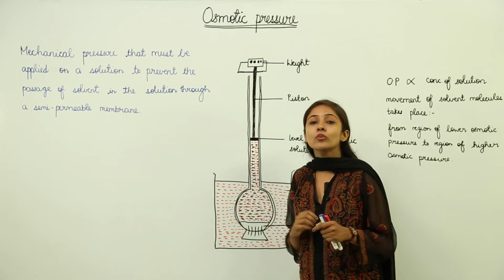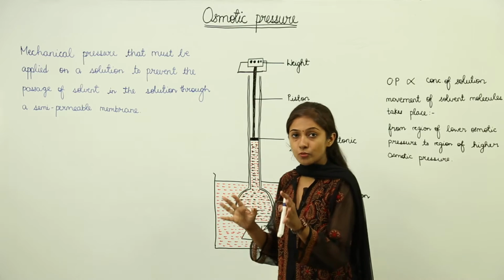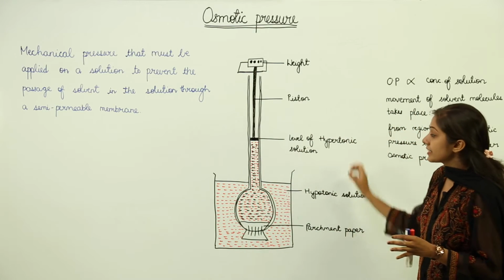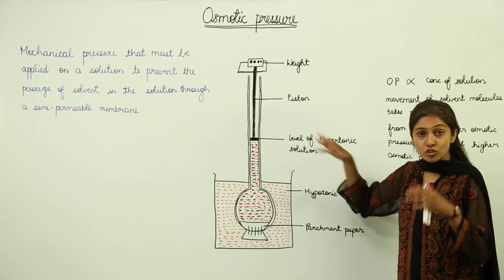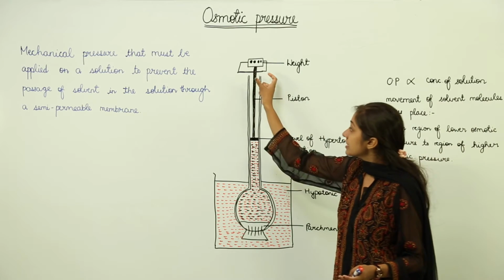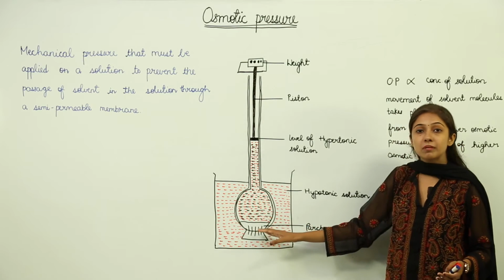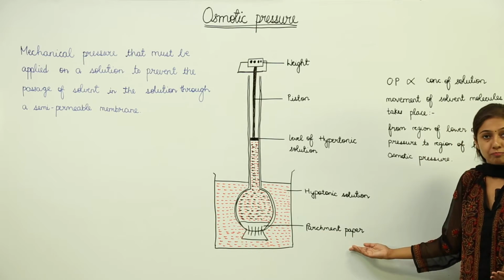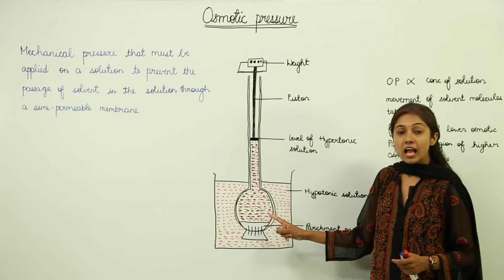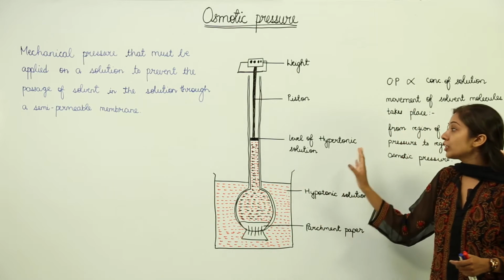But to better understand osmotic pressure, let's demonstrate it with an activity. In this activity, what do you need? You need a thistle funnel. You are going to put a semi-permeable membrane, which we have taken in the form of parchment paper, here, and in this thistle funnel, you are going to put hypertonic solution.